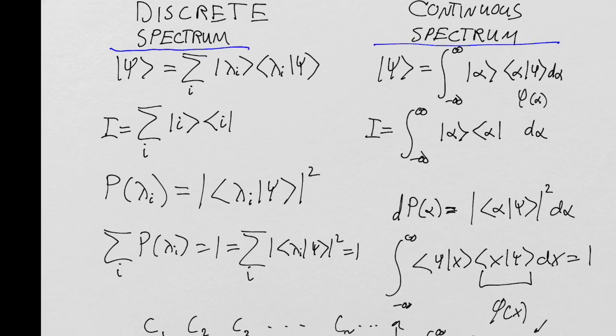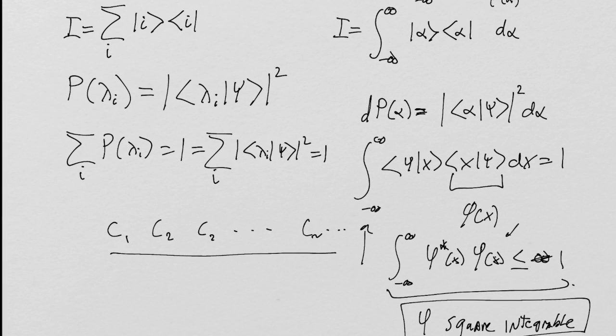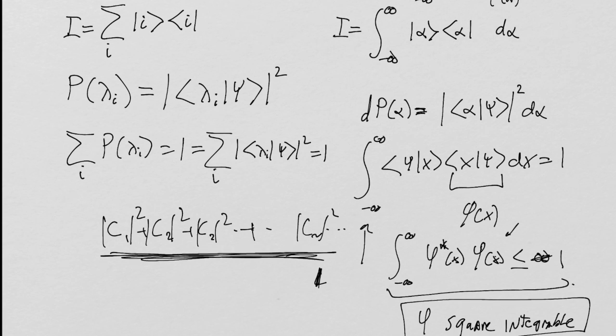So the physical states on the discrete side are just defined by all sequences of complex numbers whose sum is finite. And in principle, all the squares of these guys need to be normalized such that the sum of this thing limits to 1.